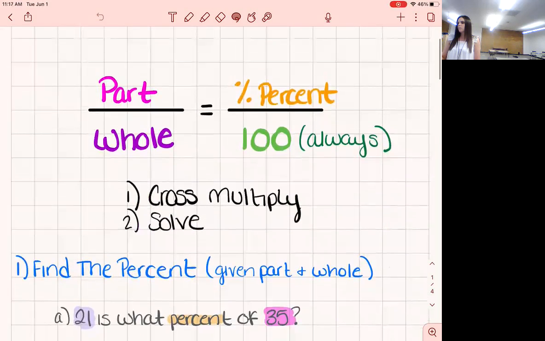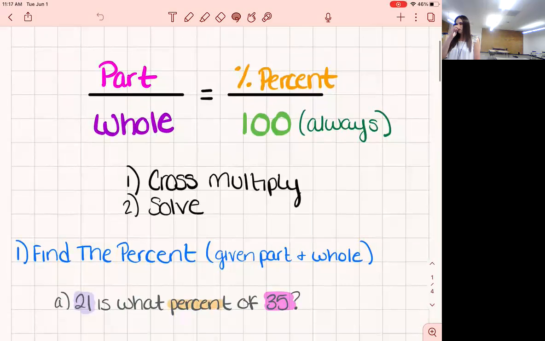So the first type of problem we're going to solve is find the percent. So we're going to be looking for the orange part of this. So we'll have all the other information except the orange. So a problem like this, copy this down, would look like A here that says 21 is what percent of 35? I highlighted those in certain colors for a reason.